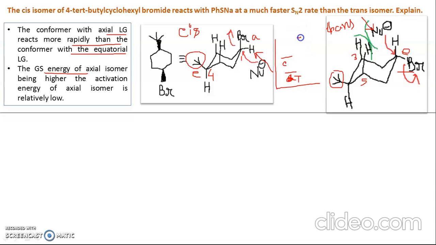Now if you consider the transition state, which is fixed, the gap between cis and the transition state is low compared to the gap between the trans isomer and the transition state. That means the activation energy for the axial isomer, the cis isomer, is being compared with the activation energy of the equatorial isomer.